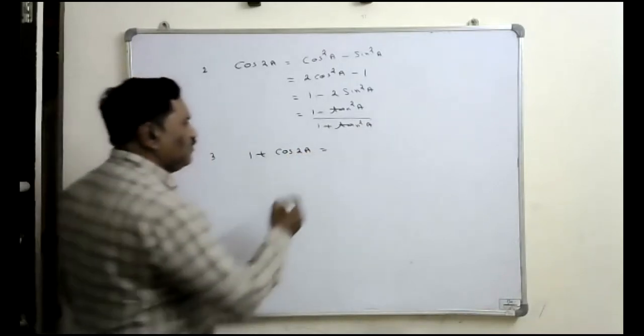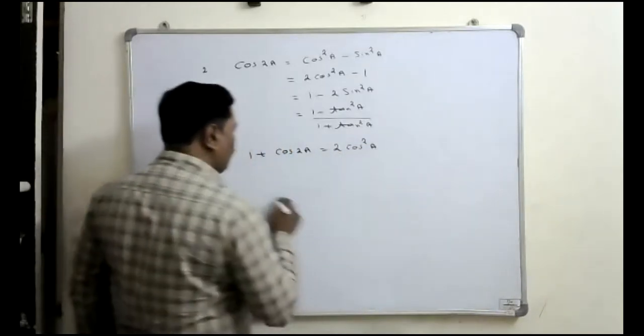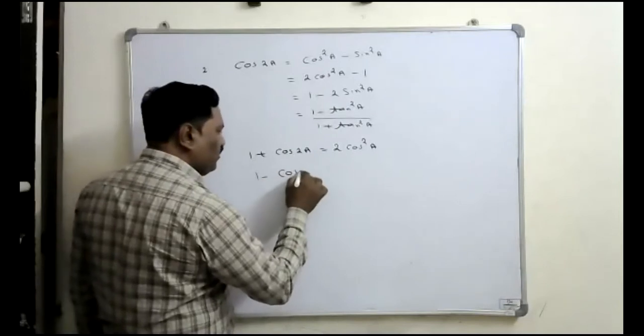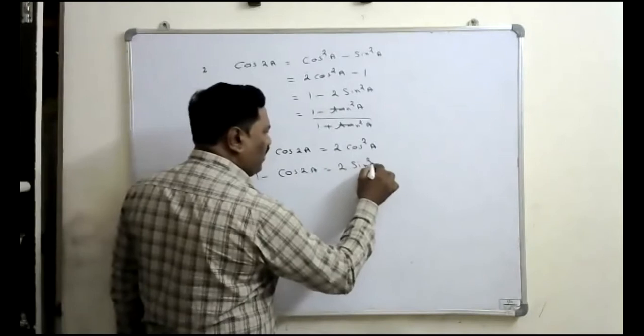2 cos square A. And what is the formula for 1 minus cos 2A? 2 sin square A.